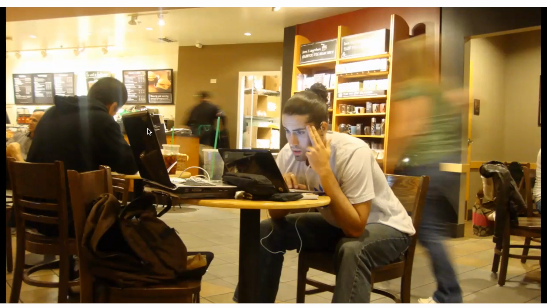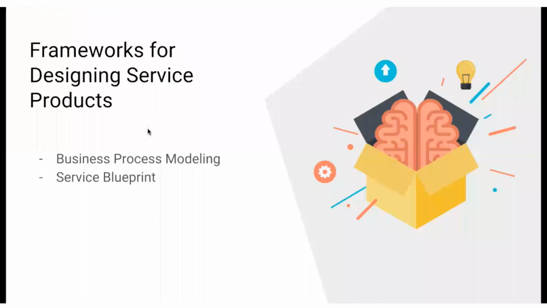And the reason I wanted to go through this example is to share some frameworks that Starbucks uses and that we use with our customers when they're designing their products and services. And those two are business process modeling and service blueprint. Adam, if you wanted to talk a bit to this as well.